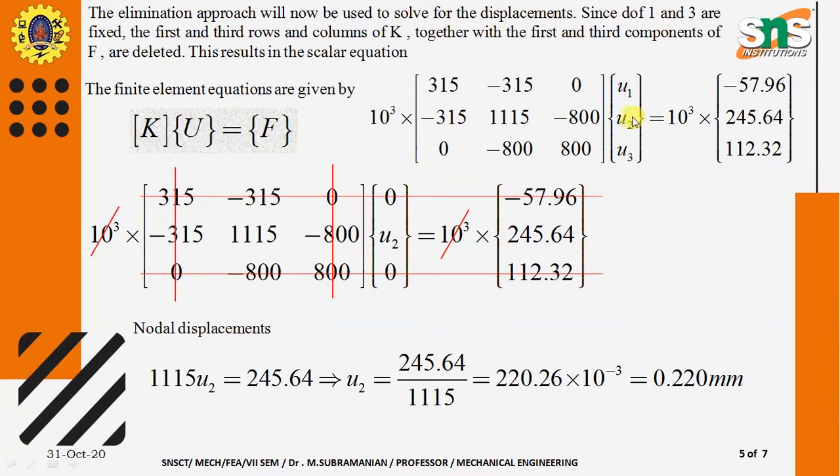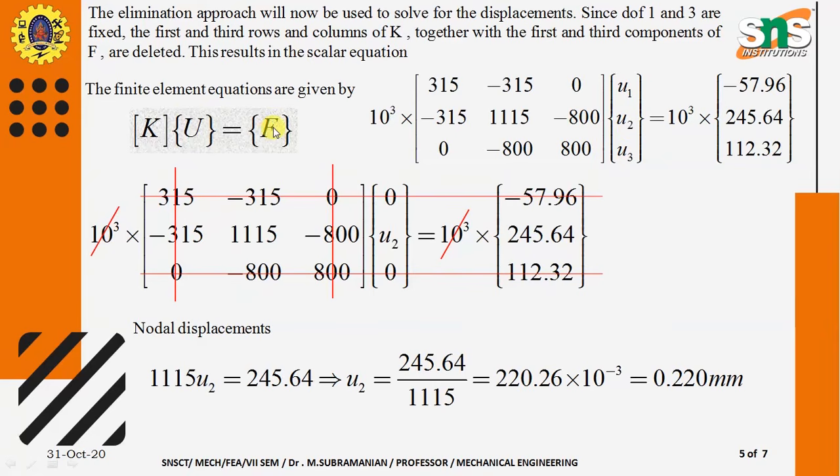Then the displacement vector u1, u2, u3. So u1 is at nodal point 1 and nodal point 3 is fixed, so u1 is 0 and u3 is 0. That is the boundary condition we have to apply in this system of equations. We only have to determine the displacement at nodal point 2.